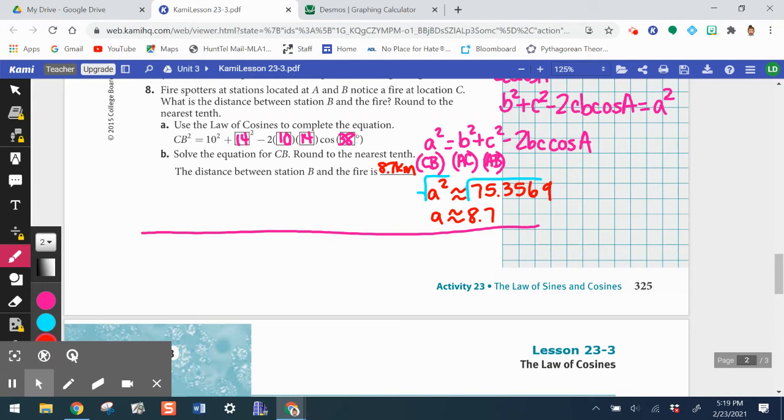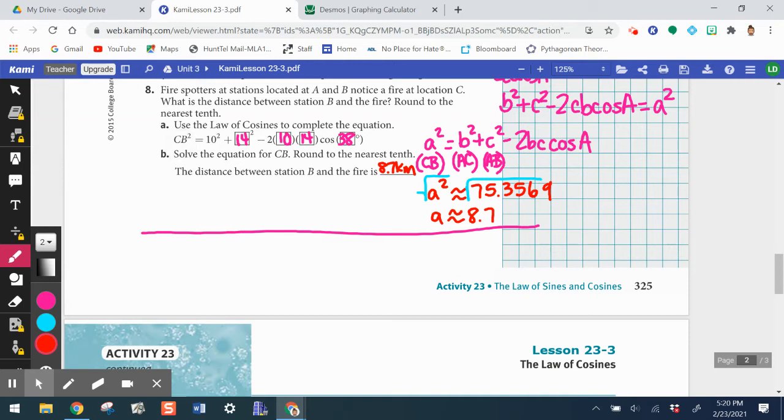So we are going to use the law that says a squared is equal to b squared plus c squared minus 2 times b times c times the cosine of A. And notice that they use the names of the segments instead of the letters that represent their lengths, but don't get confused by that. CB in our triangle is represented by lowercase a. AC is represented by lowercase b. And AB is represented by lowercase c.